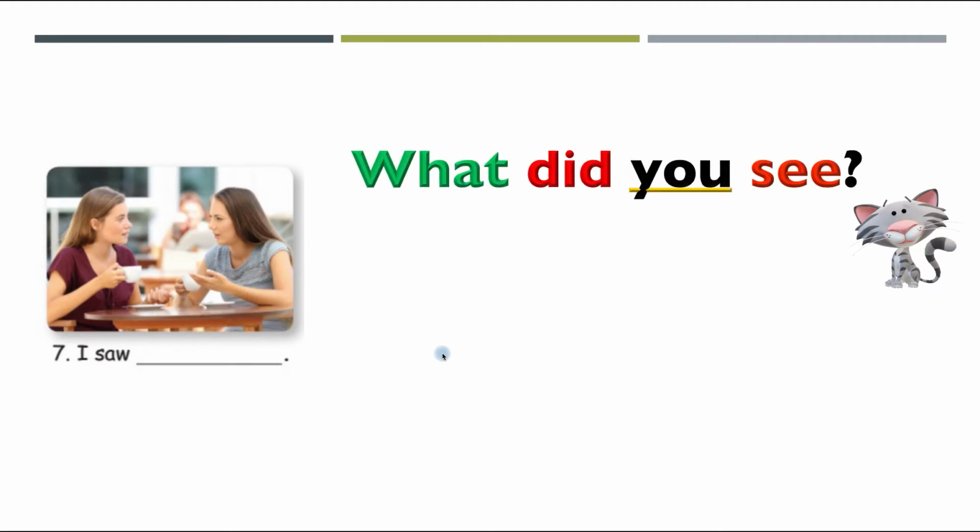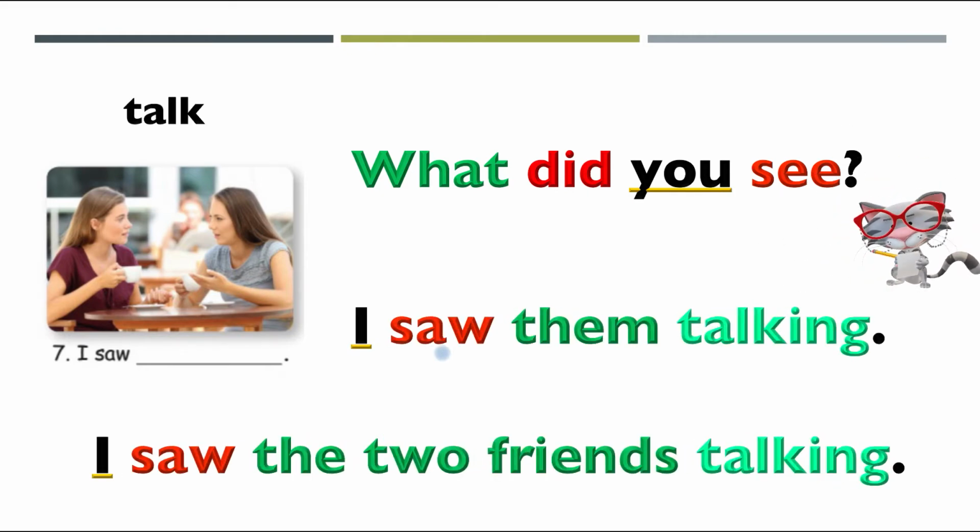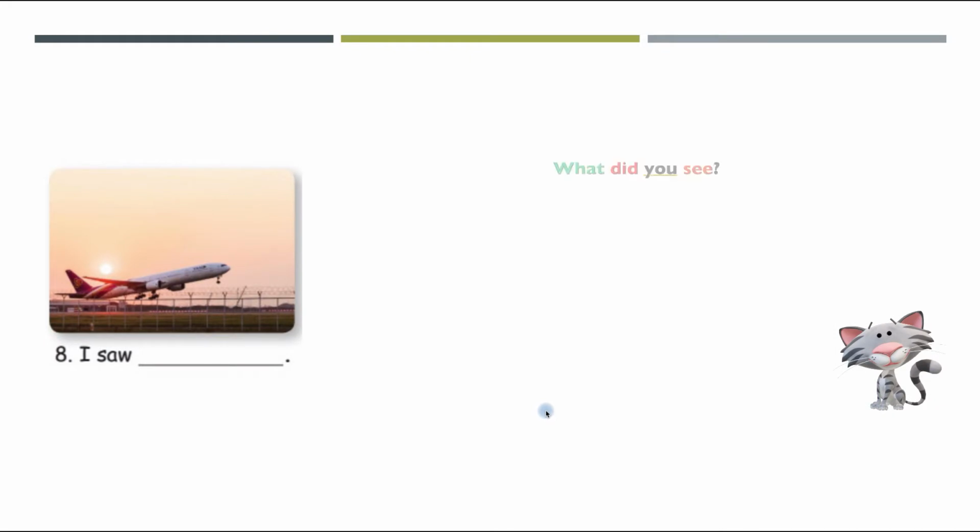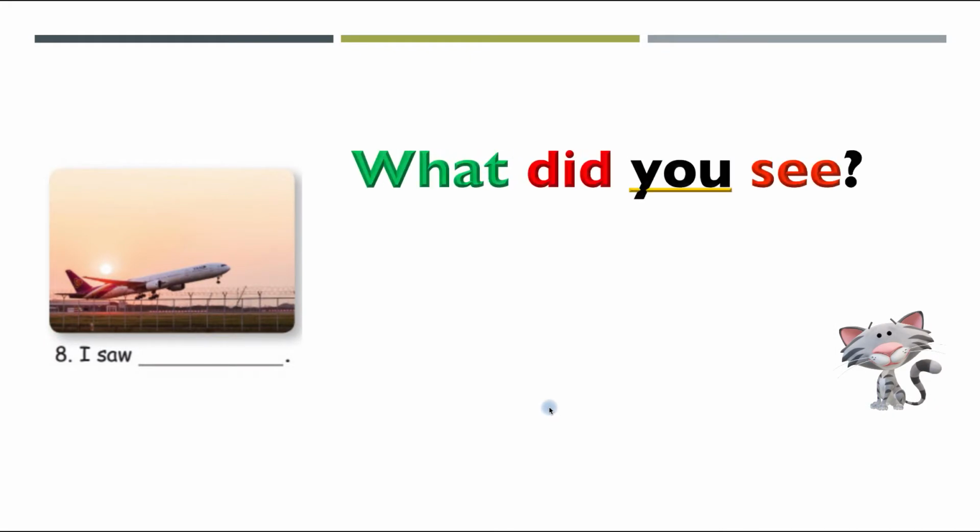What did you see? I saw the two girls talking. Yeah, and those two girls could be friends. Because them could be the two girls or the friends. But anyway, they are doing the talking. And lastly, what did you see? I saw the airplane taking off.